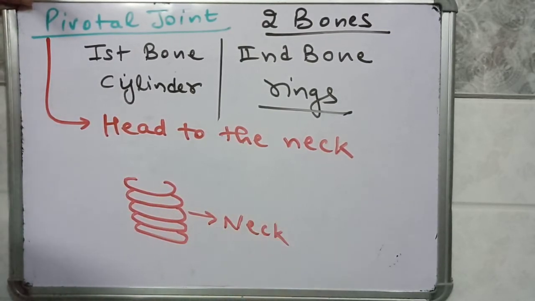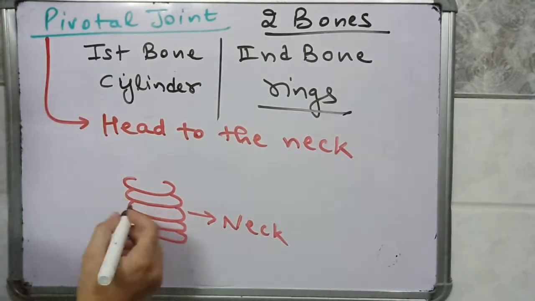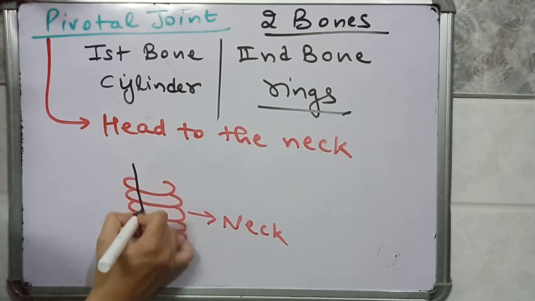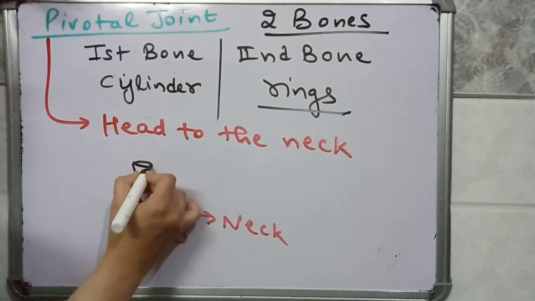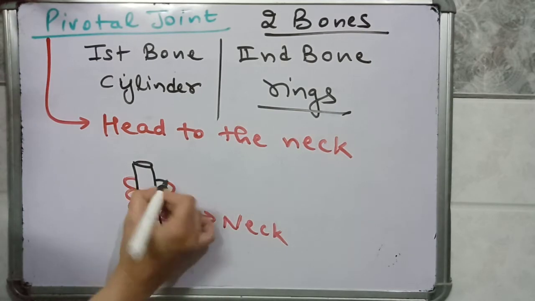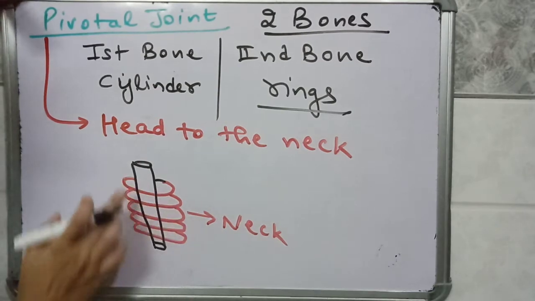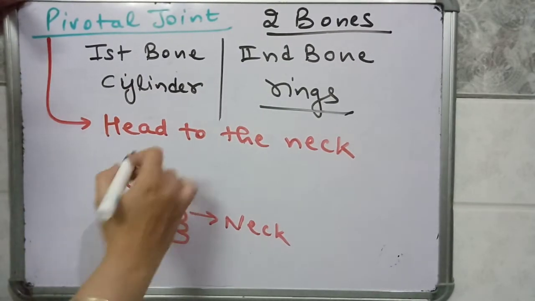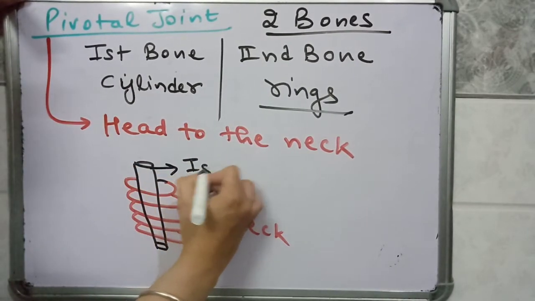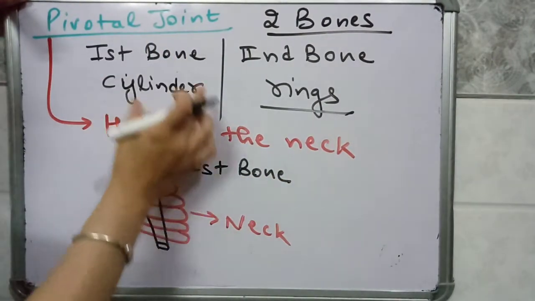These bones are present in our neck, and from our head a bone is present which is in the shape of a cylinder. So these two types of bones are connected together. This one is the first bone which I am talking about.